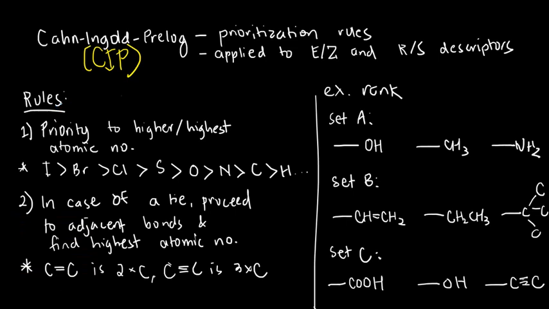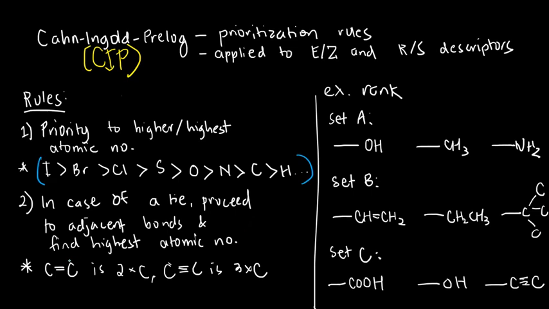If you're going to assign the top priority, you should assign it in order of highest to lowest atomic number. In fact, I already made it here convenient such that you see the order of the atomic numbers among some of the most commonly used elements. Of course, iodine is the heaviest. In terms of atomic number, it's the highest, so it's top one, followed by bromine and so forth. Okay. In case of a tie, for example, I'm comparing two things that the first atom is carbon. Proceed to the adjacent bonds and find the highest atomic number among them. It's like you're going for a tiebreaker of some sorts.